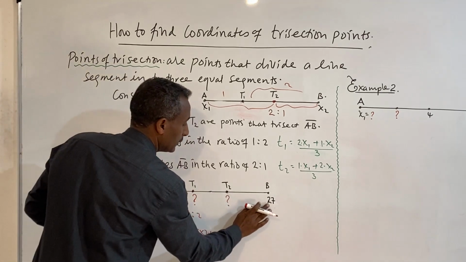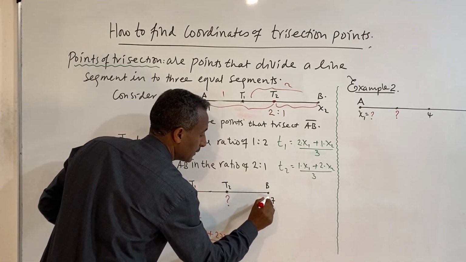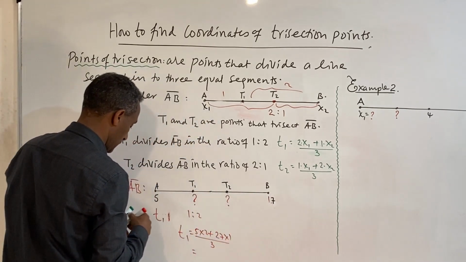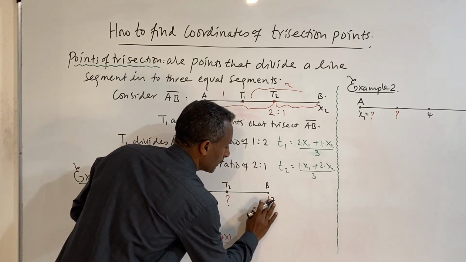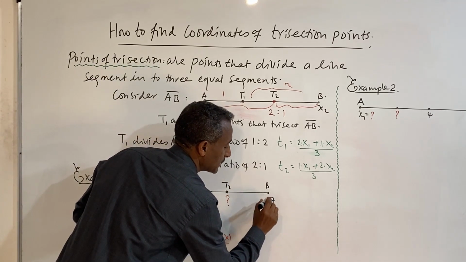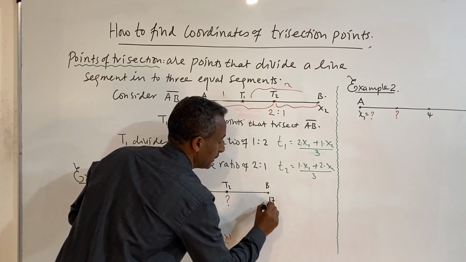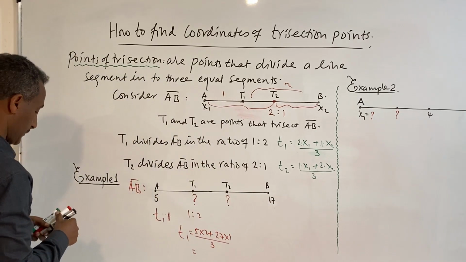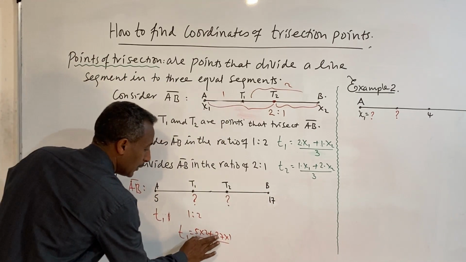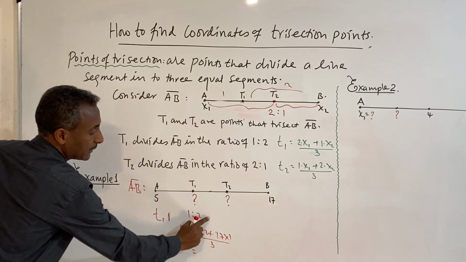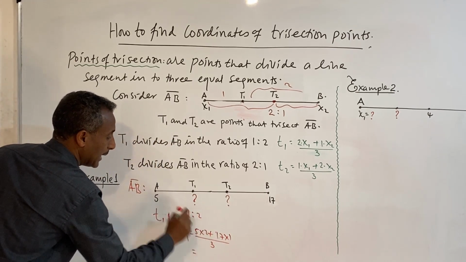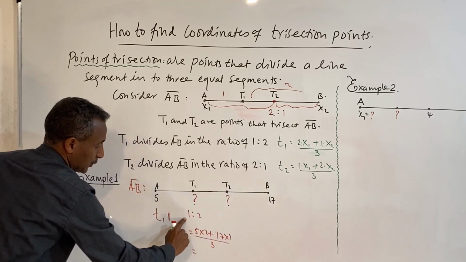Sorry, let this be 17. This is 17, okay. It doesn't matter again. For the first example, let's make it very simple. Okay, so we multiply 5 by the other ratio plus 17 by the first ratio.